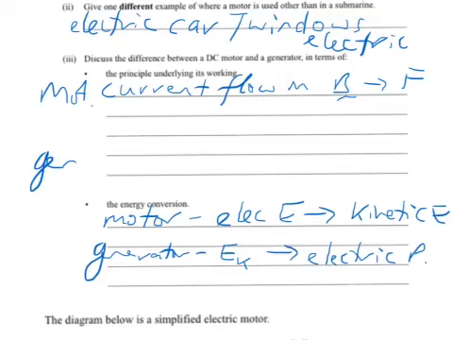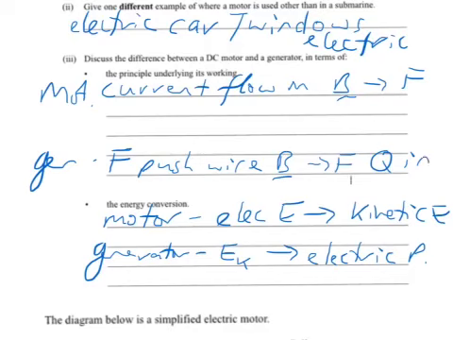For a generator, you're using a force to push a wire through a B field, a magnetic field, and that motion applies a force to the charges, Q, in the wire, which causes current to flow, and you can take that current and light things up, or you can charge batteries or do whatever you're doing.